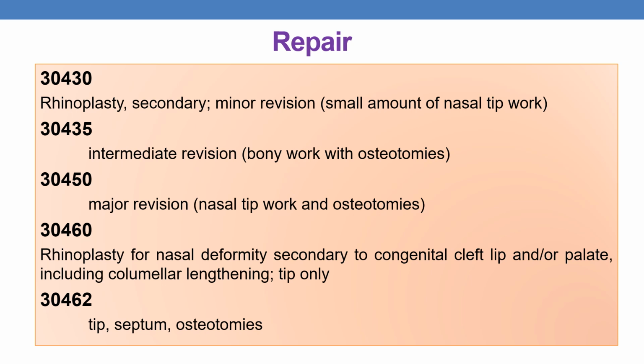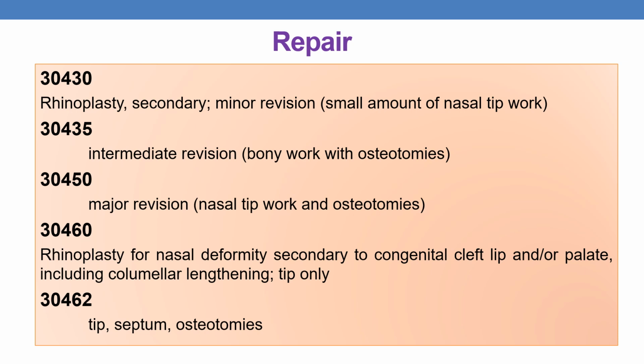The next is 30450. This is rhinoplasty, secondary, major revision. Minor revision, intermediate revision and major revision. Major revision includes nasal tip work and osteotomies.